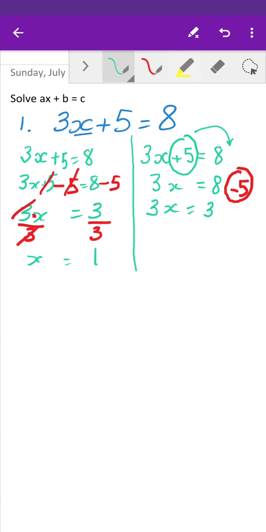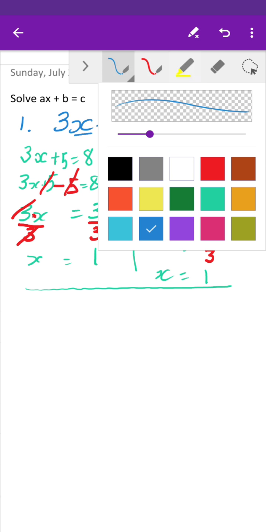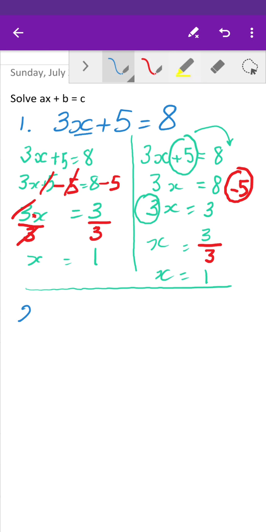And now we're going to take this times 3 across to the other side. Now the opposite of times 3 is divide by 3. So the 3 goes across to be divide by 3, and we've got x equals 1. Now this is your choice. The next question I'm going to simply do with the transpose method.